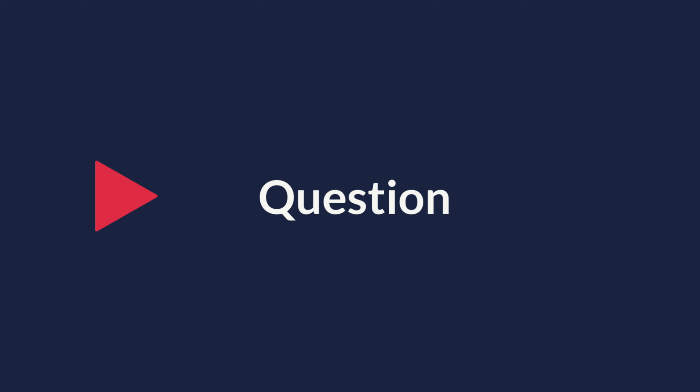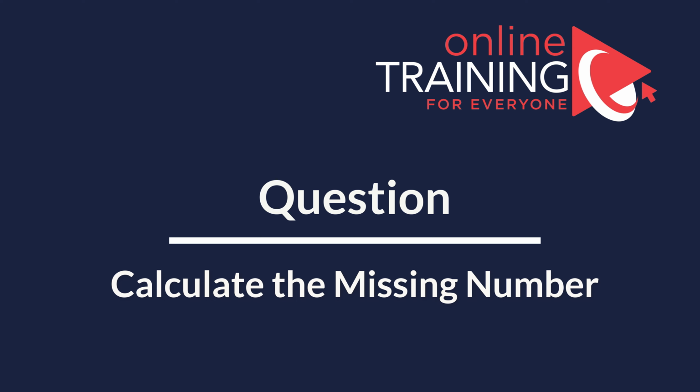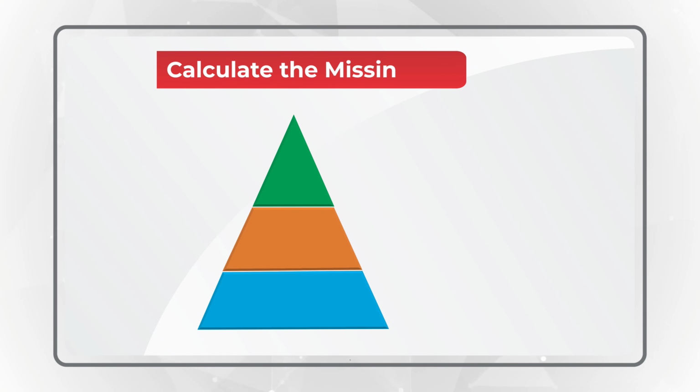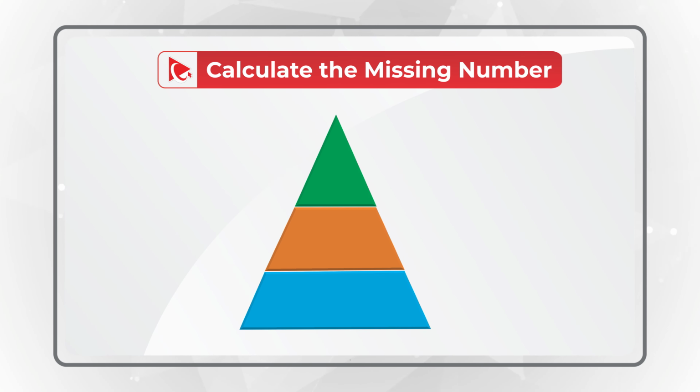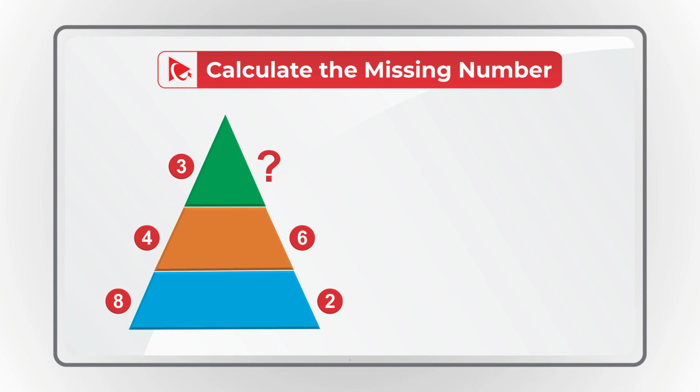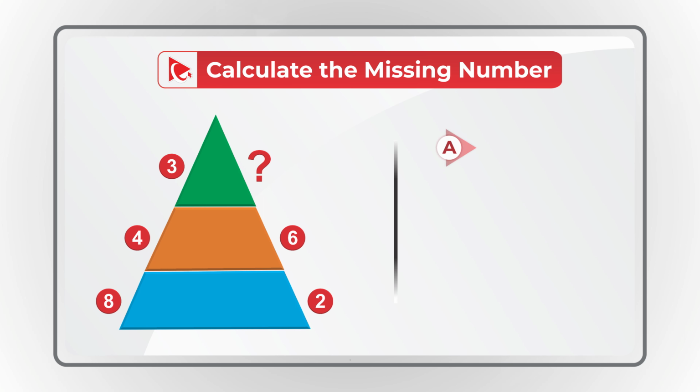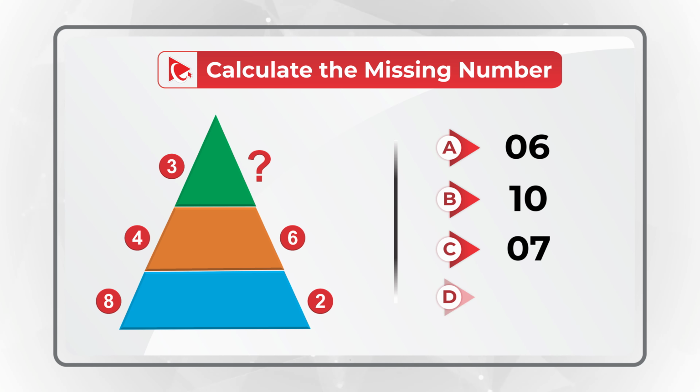Here's an amazing question to test your analytical skills. You need to calculate the missing number. You're presented with triangle, which is split into 3 equal or almost equal parts. At the bottom of the triangles, on each side, you see numbers 8 and 2. In the middle section of the triangles, you see numbers 4 and 6. And on the top of the triangle, you see number 3 on the left, and on the right, you need to calculate the missing number. You're presented with 4 different choices. Choices A, 6. Choice B, 10. Choice C, 7. And choice D, 2.